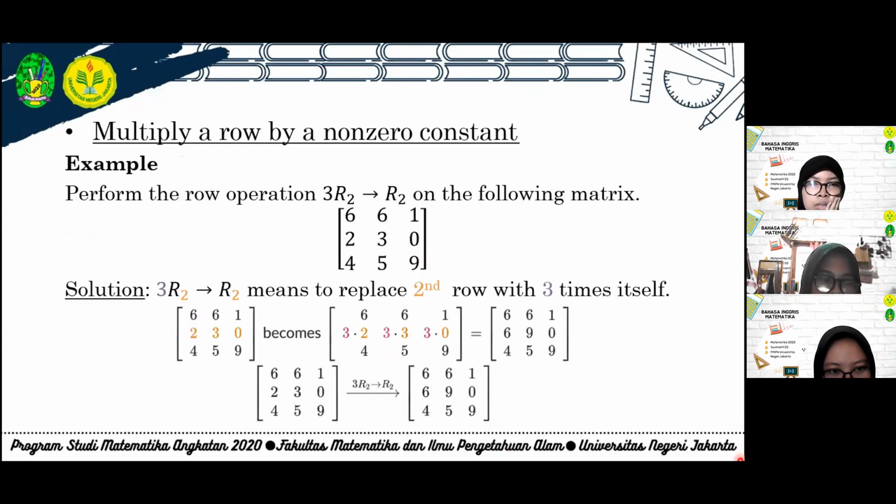Multiply a row by a non-zero constant. For example, perform the row operation 3 times row 2 to be row 2 on the following matrix. And this is the solution. We can see every element in row 2 we multiply by 3. And this is the result of the matrix. And we can write it like this. Okay, next.